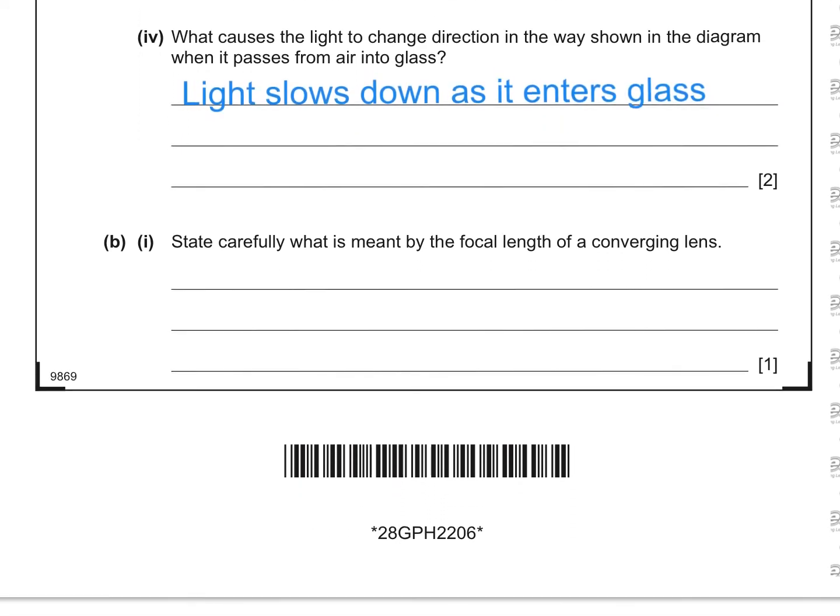B1 then. State carefully what is meant by the focal length of a converging lens. So we're asked about specifically the focal length. So this is a distance. And what distance is it? Well, it's the distance between the optical center of the lens and the focal point or principal focus. So the distance from the optical center of the lens to the principal focus, or focal point sometimes, is allowed.